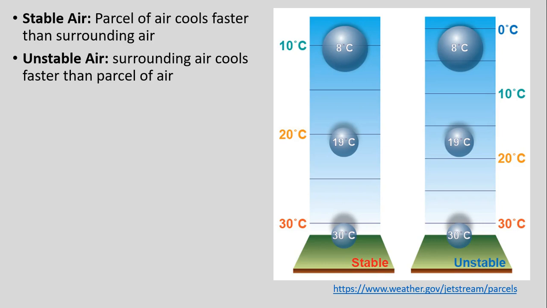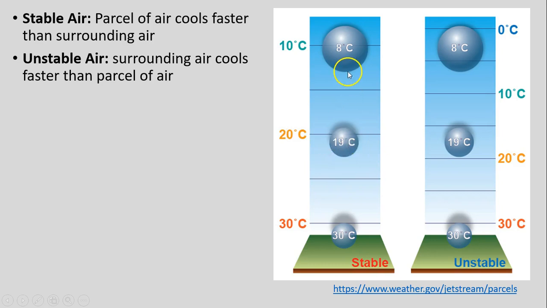So again, to bring this back to the image that we saw a couple slides ago, stable air is where a parcel of air will be cooling faster than the surrounding air. We can see this on the left-hand side. The parcel of air and the air around it start at the same temperature, but as they rise, the parcel of air cools faster, and it is a colder temperature than its surrounding air, the environmental lapse rate. Because of that, this air would tend to remain stable.